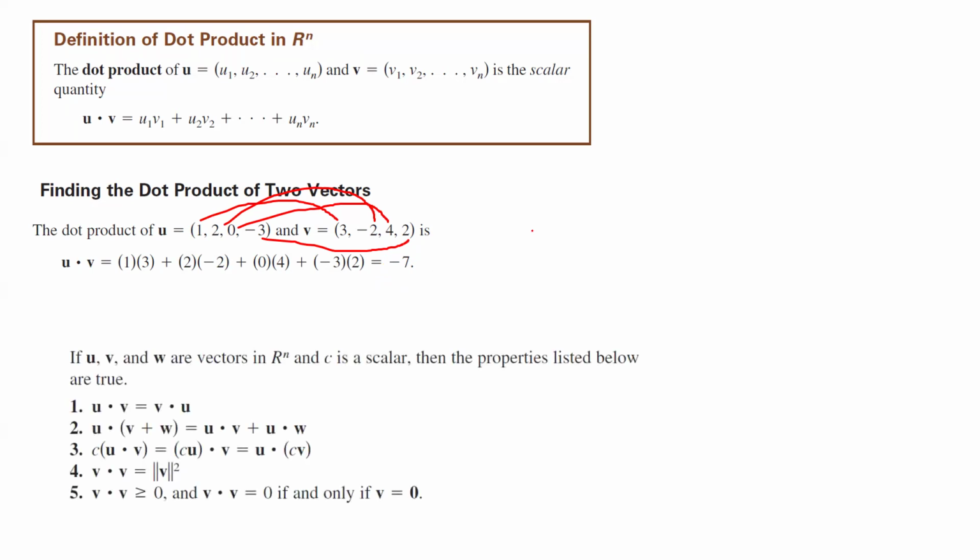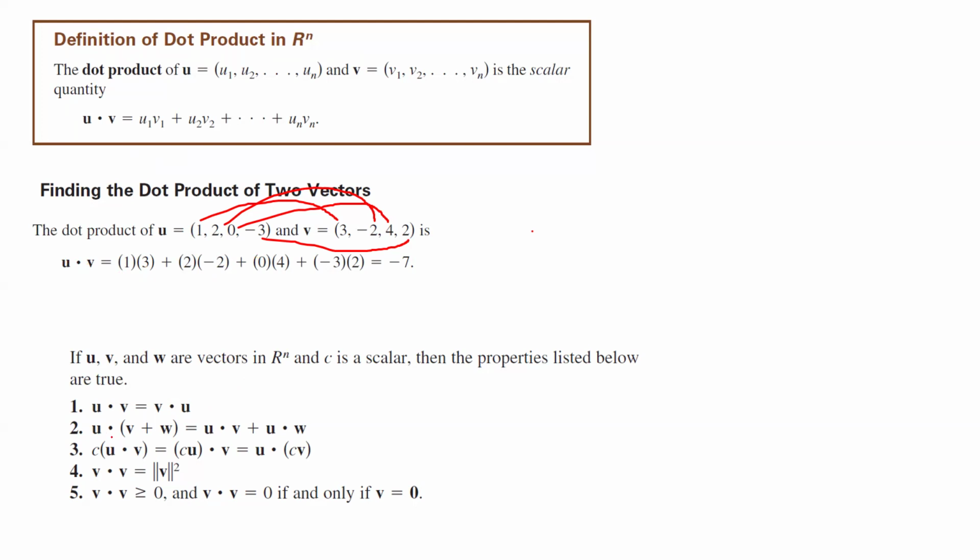You had some important properties for the dot product, as you remember. It is commutative. The dot product between u and v is the same as the dot product between v and u. You can just verify this. It doesn't matter which one comes first: 3 times 1, -2 times 2, 4 times 0, 2 times -3. Order is not important. You can switch these. u dot v is the same as v dot u.